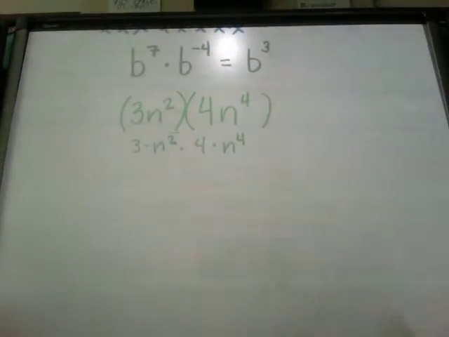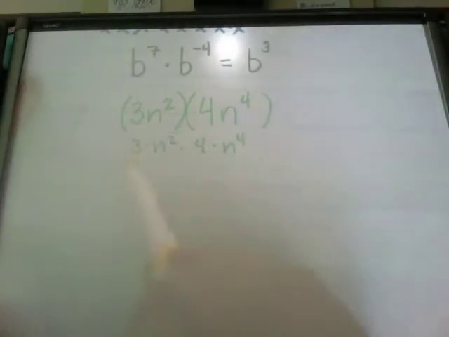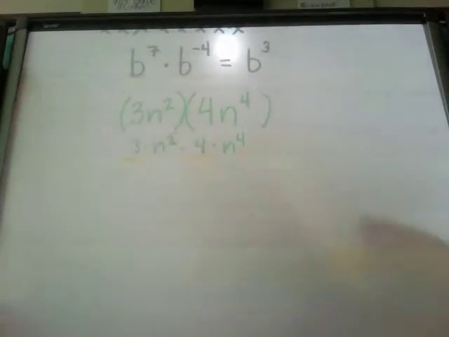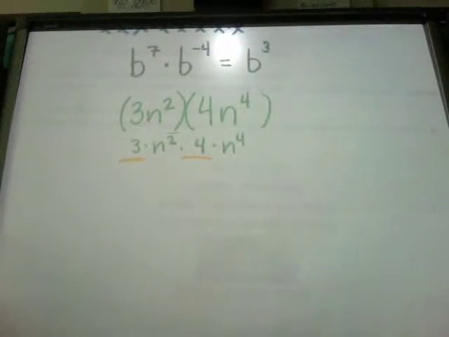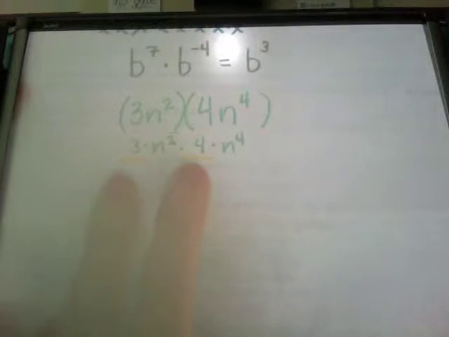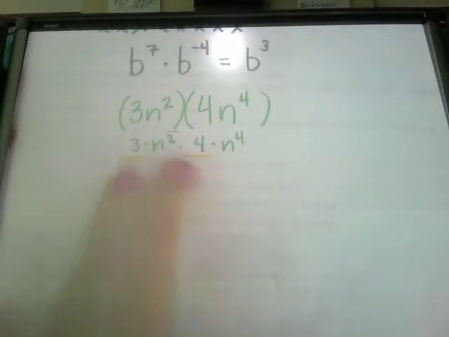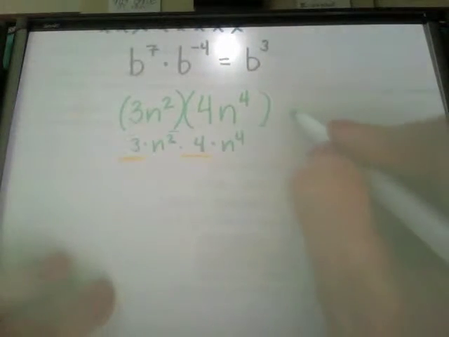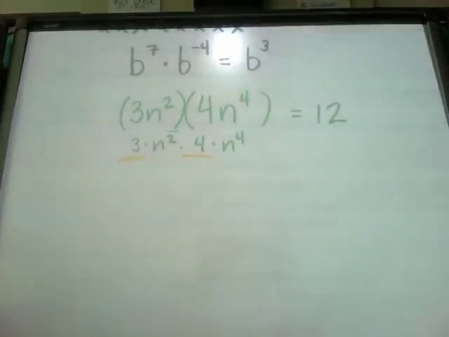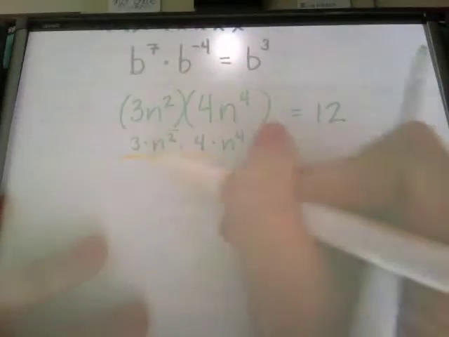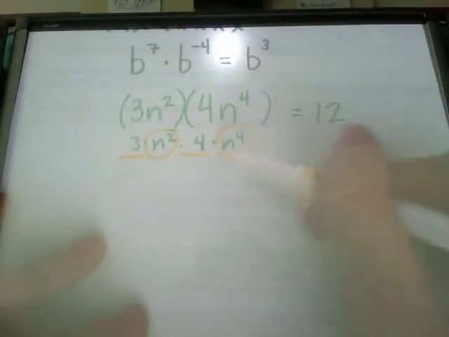You don't have to break it apart like this in your homework, but you need to be able to think about it this way, because technically we're using the commutative property, and we're putting them in a new order. You don't have to write that new order if you don't want to, but as long as you can think, oh, I would reorganize and I'd do the 3 times 4, which makes 12. And then I could do the n squared times n to the 4th.